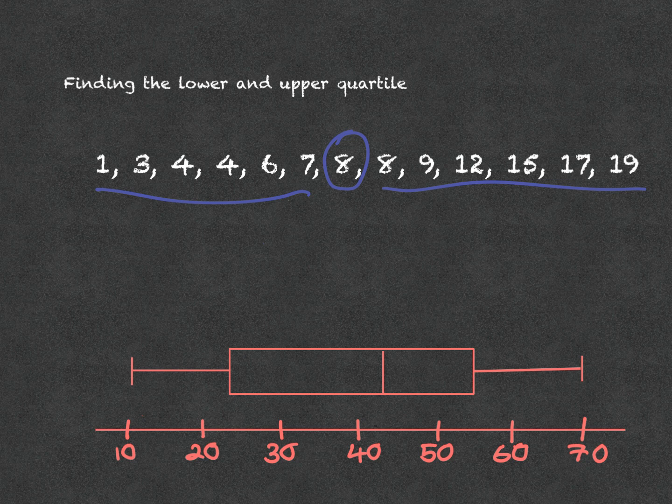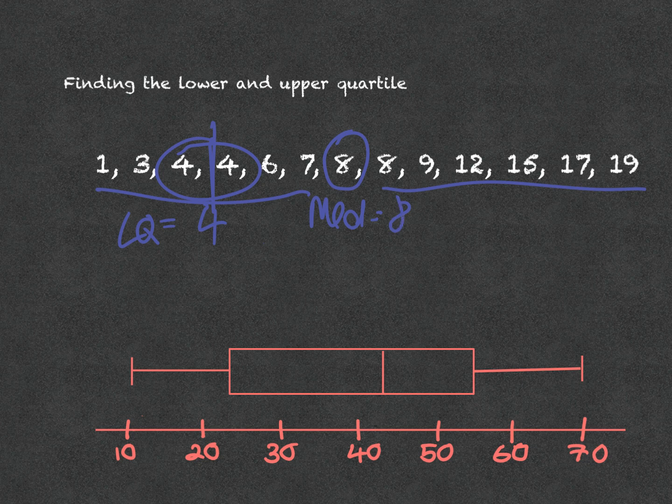So what we do is find halfway down the middle of those, and we draw a line here, and we look at the 2 numbers there, and we find halfway between 4 and 4, which is 4. So therefore our lower quartile is going to be 4. Okay, here's our median of 8.